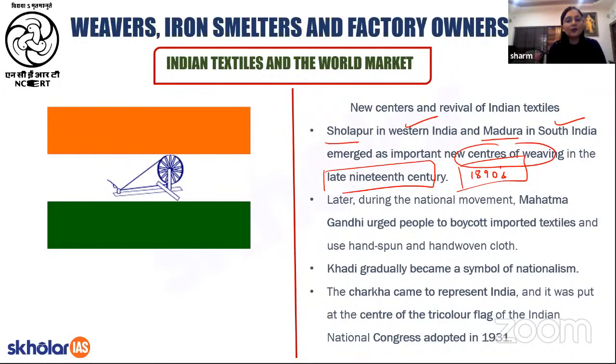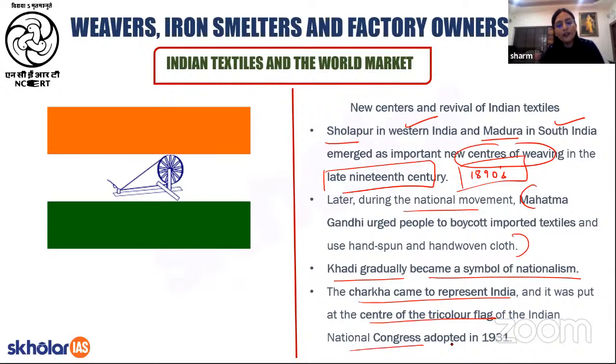cloth. Under that, students, during the national movement, Mahatma Gandhi had urged the people to boycott the imported textiles and use the hand-spun, hand-woven cloth. And because of this, khadi gradually became the symbol of nationalism, and the charkha came to represent India, which was put at the center of the tricolor flag of the Indian National Congress that was adopted in 1931.